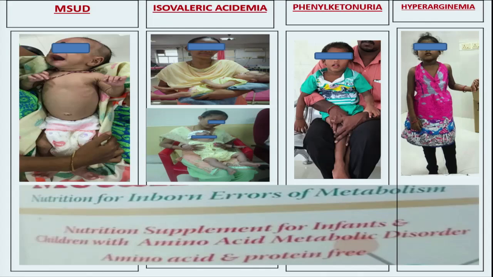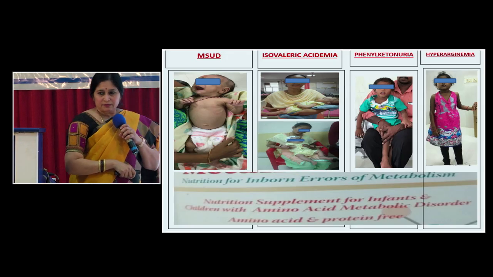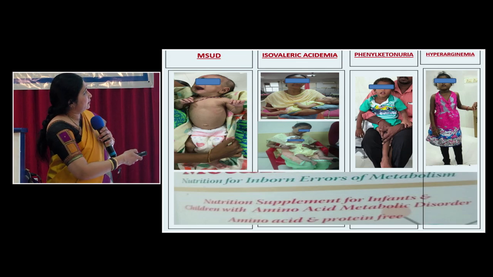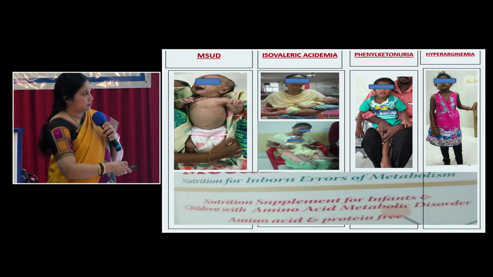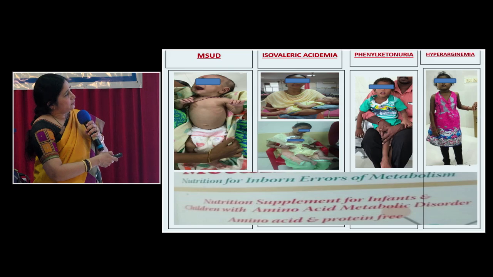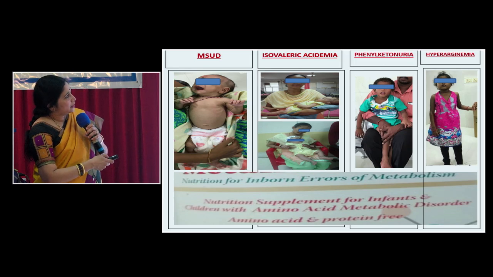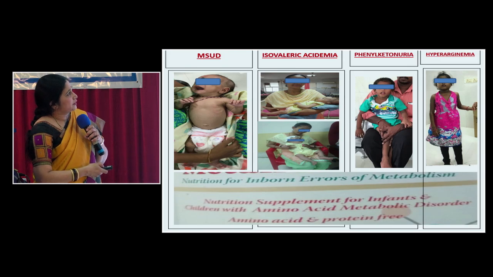All these children are getting dietary supplement. Srinivasan sir has arranged for this, so we thank Srinivasan sir. You can see the child here, isovaleric acidemia. This is a newborn child identified by TMS, and after 6 months the child was getting supplement. You can see the normal growth of the child, and here the PKU child. So we can improve the quality of life of the child.